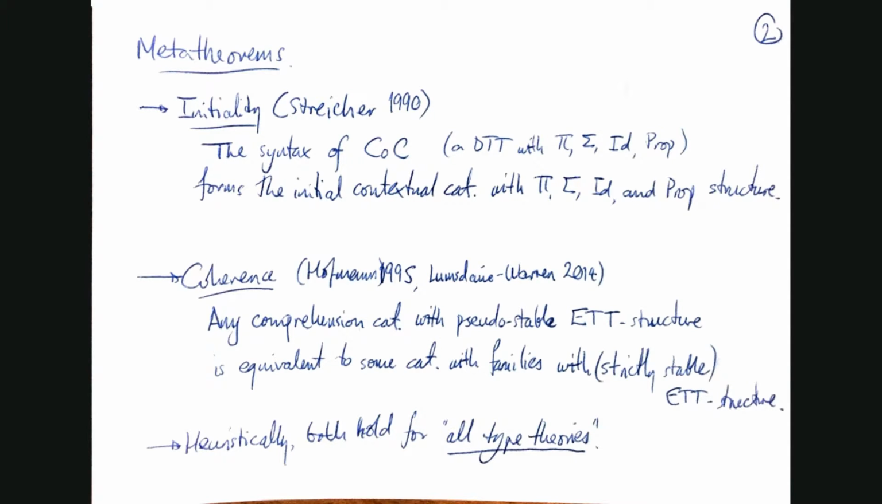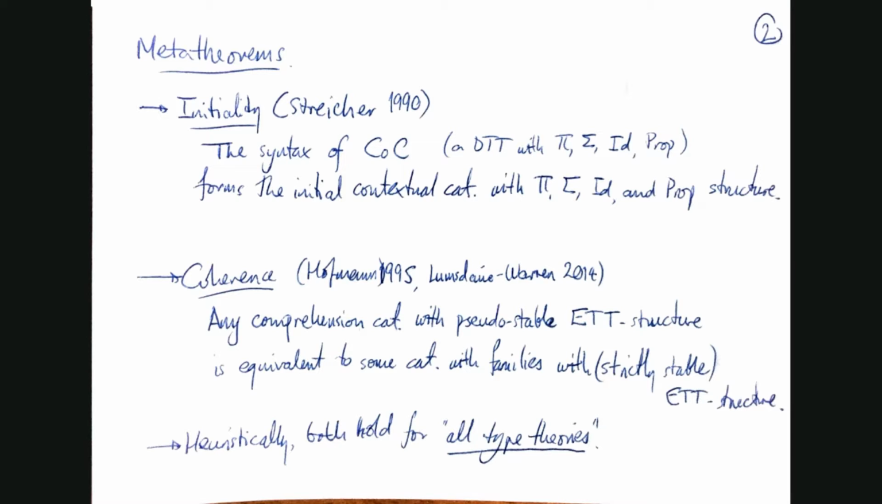Another theorem related to that, and often used together with it, is a coherence theorem. This is a theorem that's due to Martin Hofmann from 1995 and reformulated slightly by me and Michael Warren, which is, again, a lot of black boxes in the statement. Any comprehension category with pseudo-stable ETT structure is equivalent to a category of families with strictly stable ETT structure. What on earth do all those magic words mean?